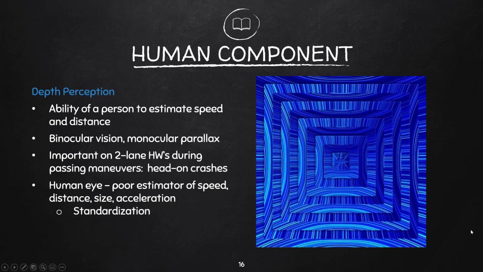Standardization. So, one part of standardization is for the vehicles. We place a car speedometer for us to have a guide in knowing what is the speed of the vehicle that we are driving, because we have poor estimation of speed.